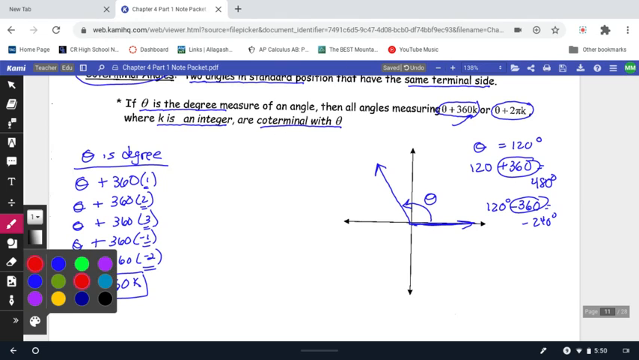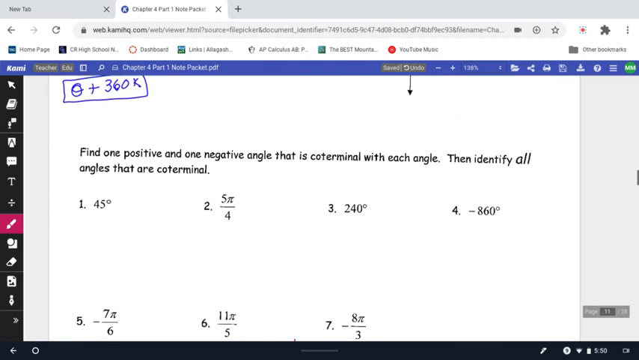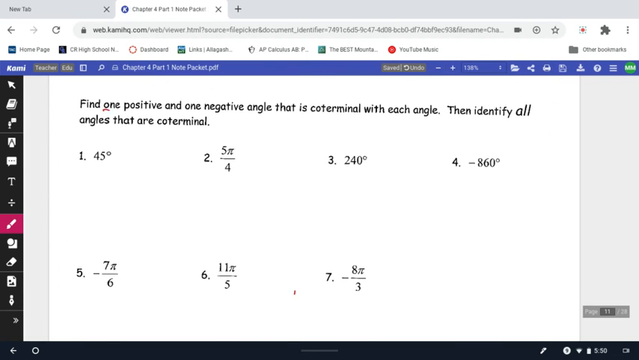If you wanted to do it in radians, theta is a radian. I'm not going to do the whole same exact thing, but all you do is do theta plus 2 pi, because it's in radians, times k, and that would give you every single one of them. Okay? All right, so let's go down here, and we're going to come up with one positive, one negative, and all of the coterminal angles. Okay? I'm not going to do every single one of these. It's a little bit redundant.